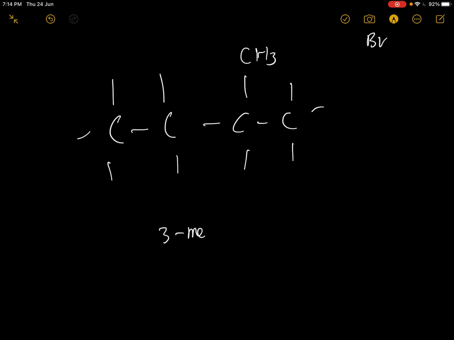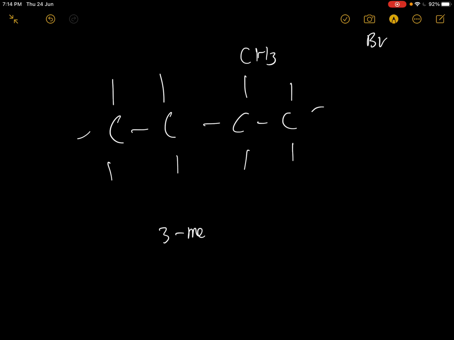I will call it 2-methyl butane because we want to choose the smaller number for our methyl group. So the smaller number is 2. Remember, we can count from either the left or right. So 1, 2, 3, 4, or 1, 2, 3, 4. We want to choose this one because 2 is smaller than 3. So the answer is 2-methyl butane. So that is for the methyl group.